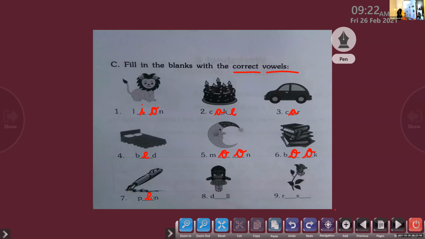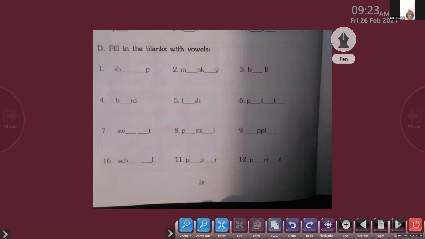Thank you. Anurag, unmute. Try number 8. D-O-L-L. Doll. Very good. Thank you. Ritika, unmute. Try number 9. Rose. R-O-S-E, rose. Well done, Ritika. Thank you. Go ahead. Okay. Here, this is the same thing, right? You have understood how this is to be done, right?